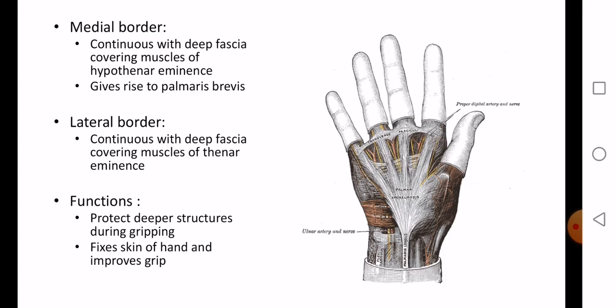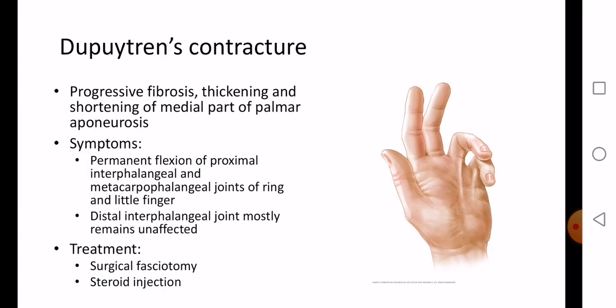What is the function of this palmar aponeurosis? It is to protect the deeper structures during gripping, and it fixes the skin of the hand and improves grip. Now, I don't know how many of you have heard of this term or this condition, Dupuytren's contracture. What is Dupuytren's contracture? It is progressive fibrosis, thickening and shortening of the medial part of the palmar aponeurosis.